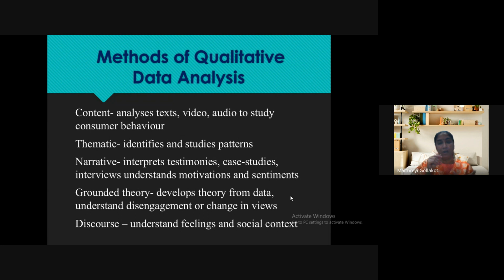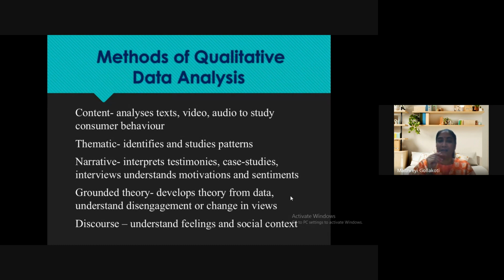See, for weight loss, the person may have been rejected in some job, or maybe he might have been bullied in school or college because of that, isn't it? So there are so many motivations and sentiments related to buying the product. All these emotions are analyzed, they are studied, and they are used to build better products. So that is how narrative analysis happens.